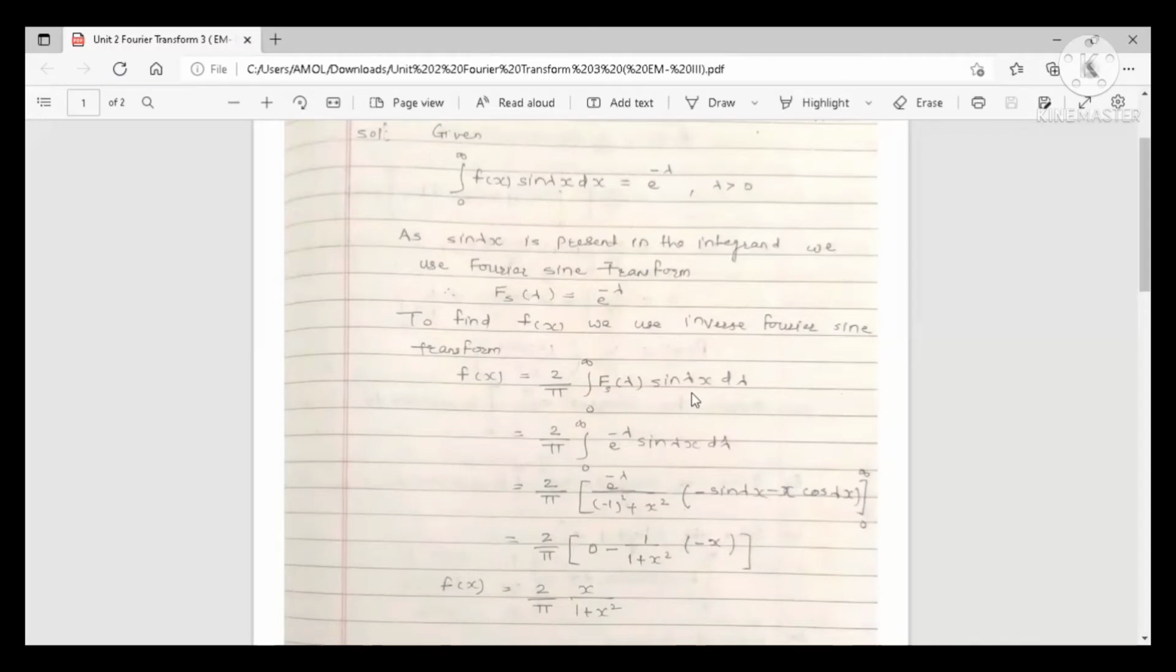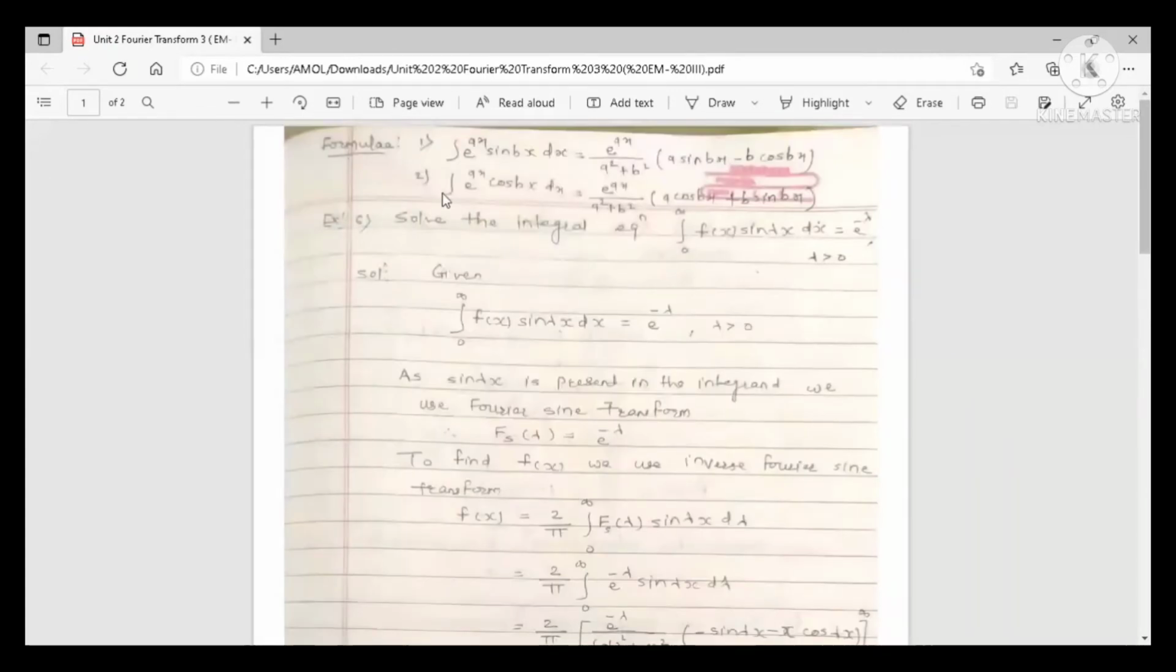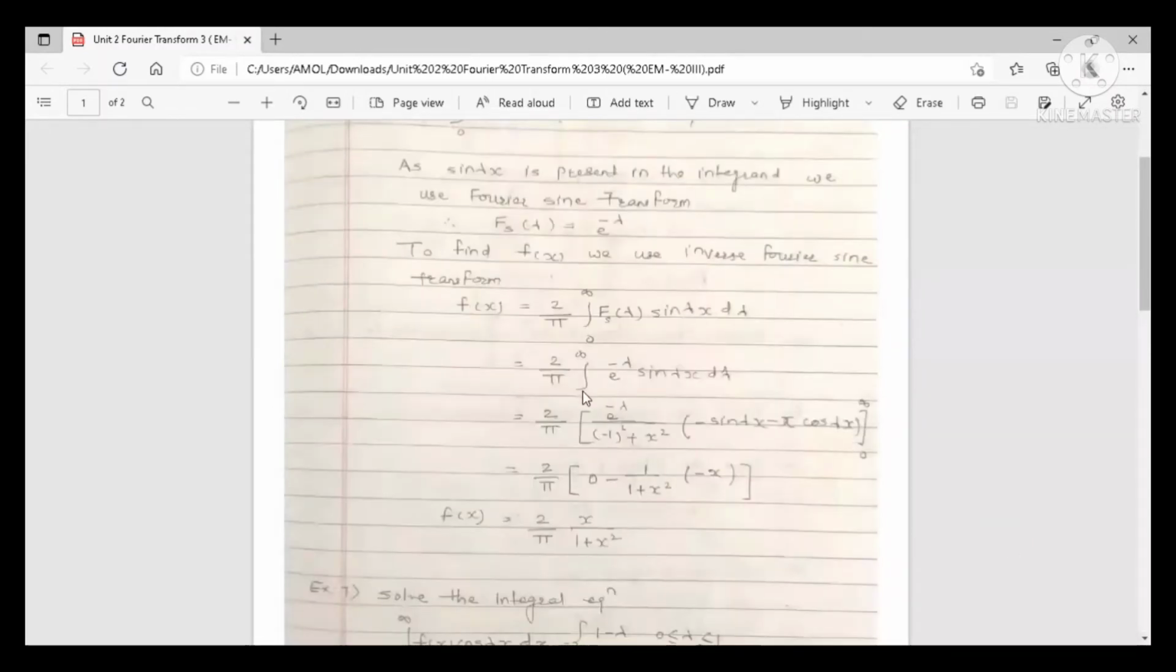There is one standard formula to solve this integration. The first formula is integration e raised to ax into sine bx dx is equal to e raised to ax upon a square plus b square, where a is the coefficient of the exponential function and b is the coefficient of the sine function, into bracket a sine bx minus b cos bx. And the second formula, integration e raised to ax into cos bx dx, is equal to e raised to ax upon a square plus b square into a cos bx plus b sin bx.